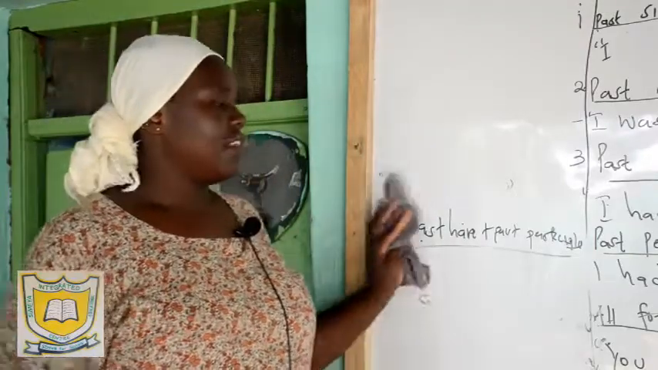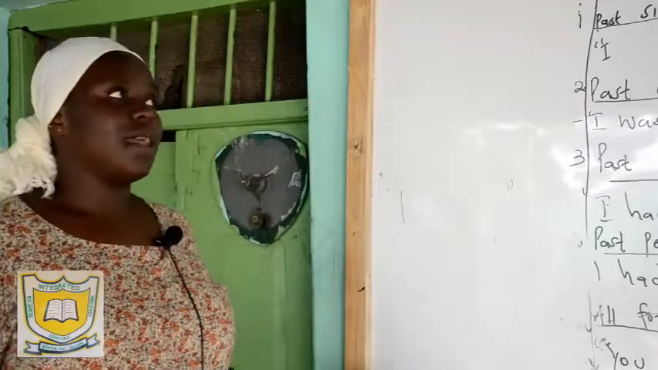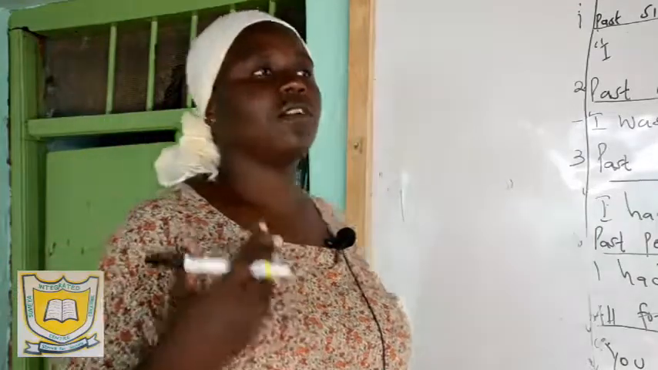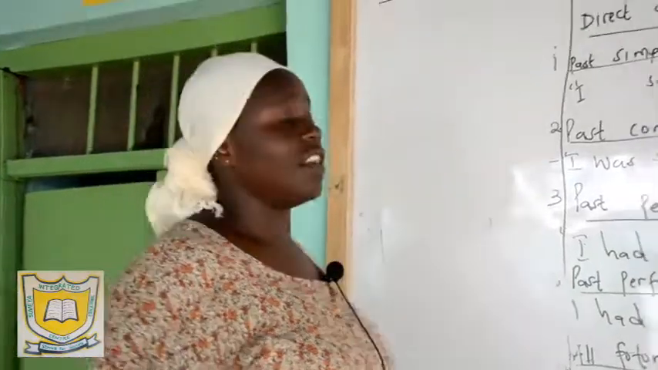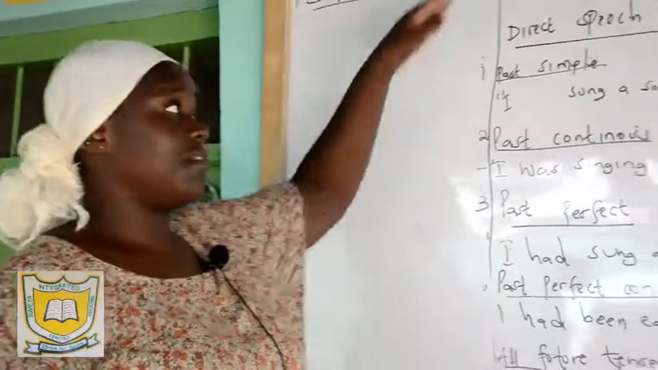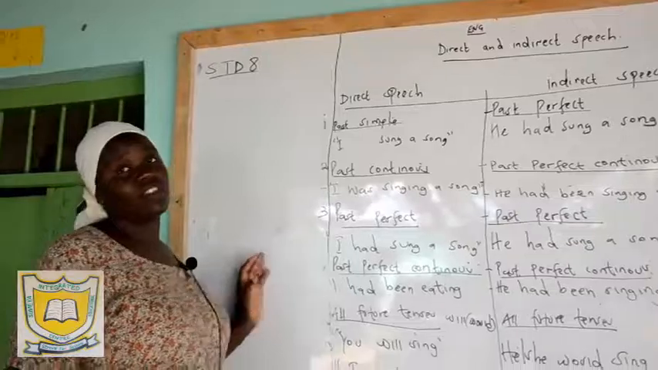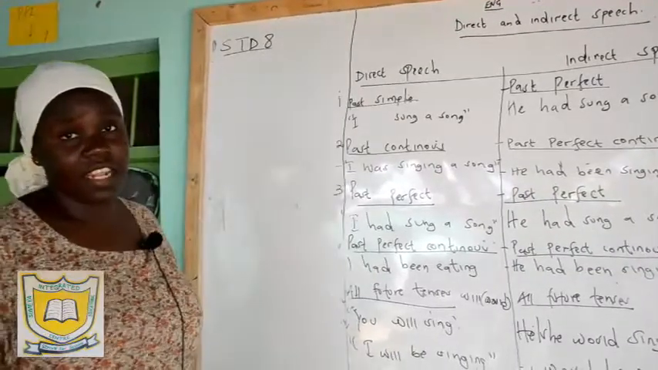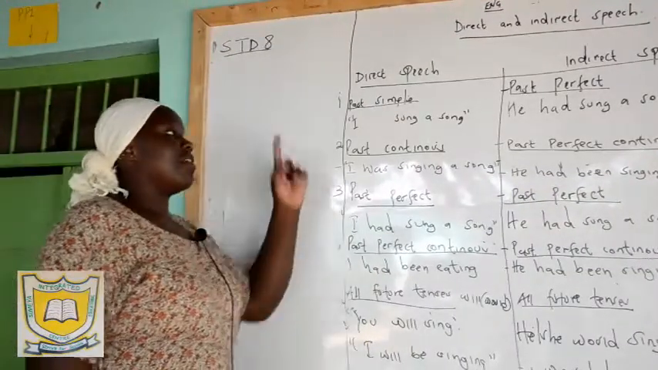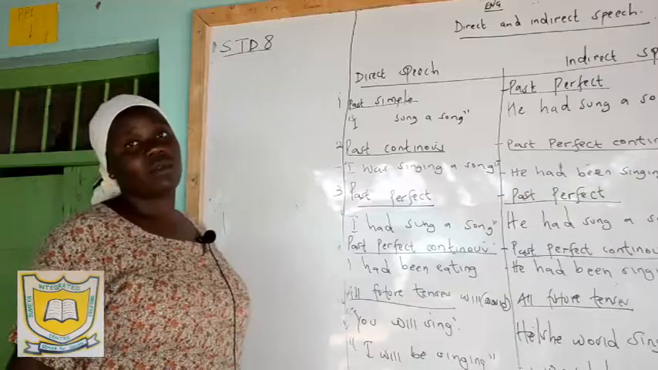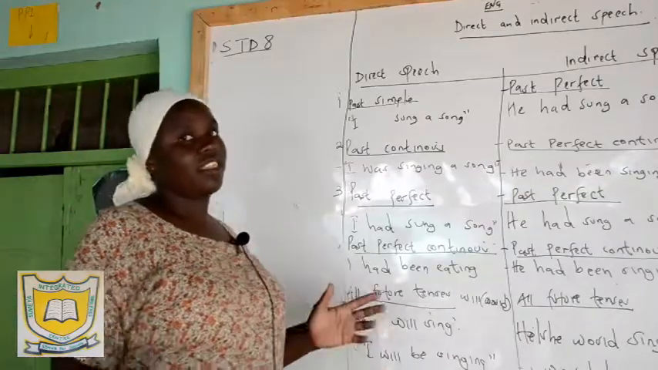Now, in our lesson today, we are going to deal with the next part of direct and indirect speech, and today we are going to change the past and the future tense from the direct speech to the indirect speech. So I've given an outline, and I expect that when you view this, all of you make the notes.